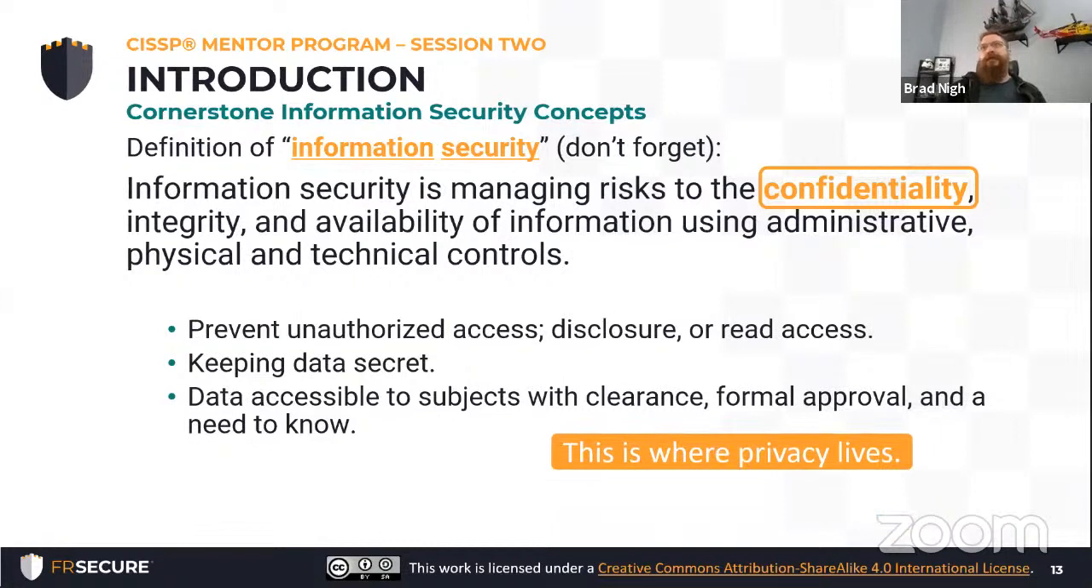There you go. Privacy, yes. So privacy lives within confidentiality, right? We're keeping that data private. Only the people that need to have it have it.